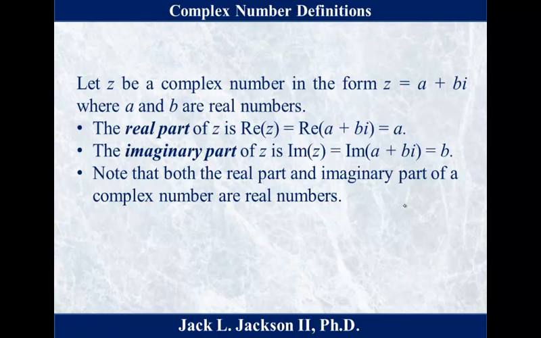So if we let z be a complex number that's in the form a plus bi, where a and b are real numbers, okay, the real part of z, denoted by Re of z, or Re of a plus bi, is the a. So you might think the imaginary part is the bi, but actually the imaginary part is just the b. So the imaginary part of a plus bi is just the b. So notice that both the real part and the imaginary part are actually real numbers.